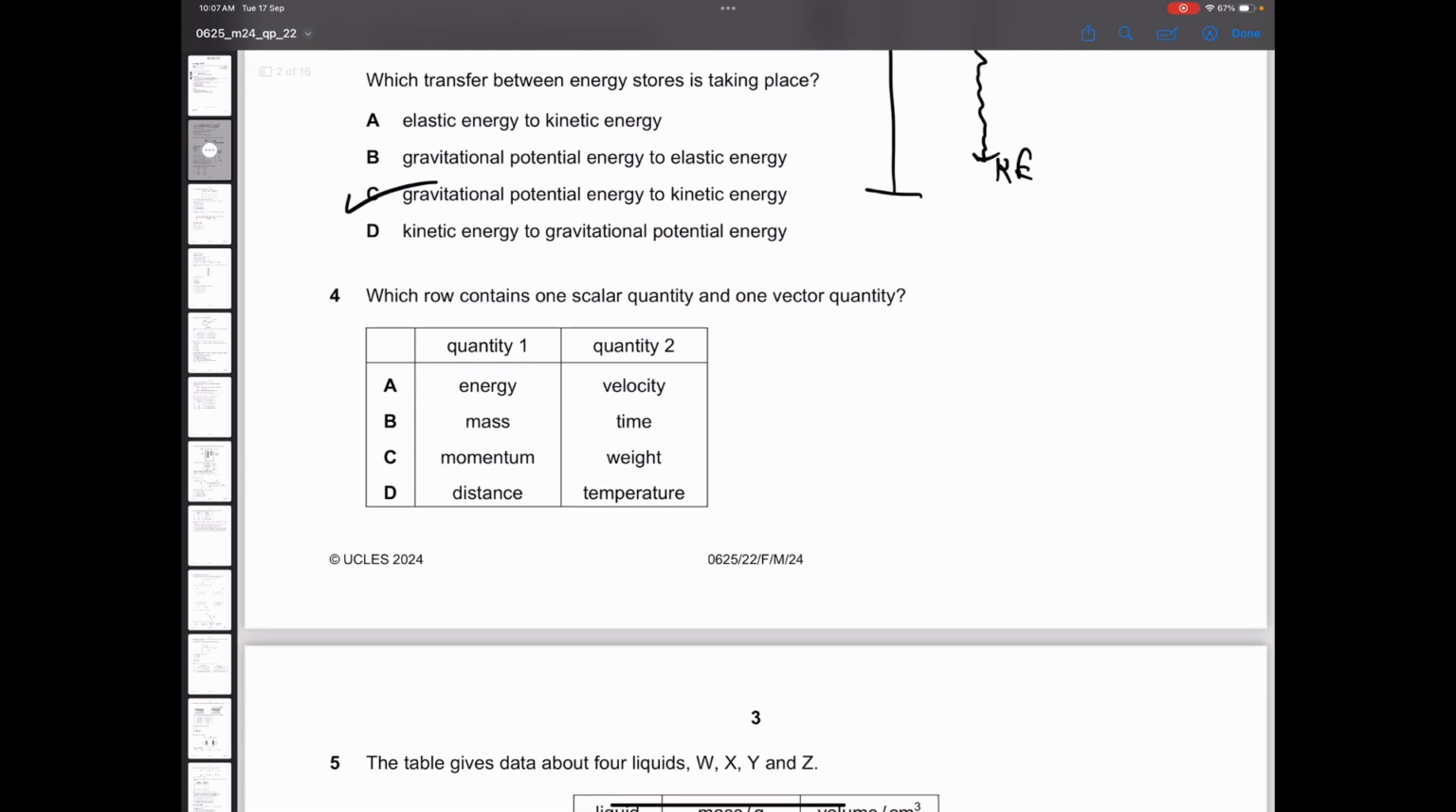Question number 4. Which row contains one scalar quantity and one vector quantity? Energy is a scalar quantity, velocity is a vector quantity. So this option looks correct. Let's check the other options as well. Mass is a scalar quantity, but time is also a scalar quantity. Momentum is vector and weight is vector as well. Distance is scalar, temperature is scalar. So our correct answer will be A, because energy is a scalar quantity and velocity is a vector quantity.